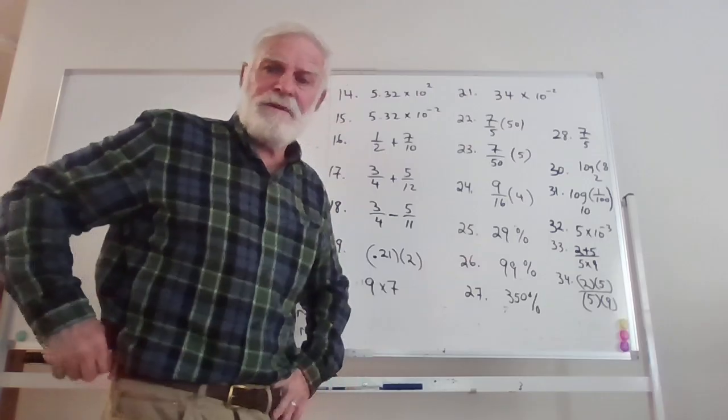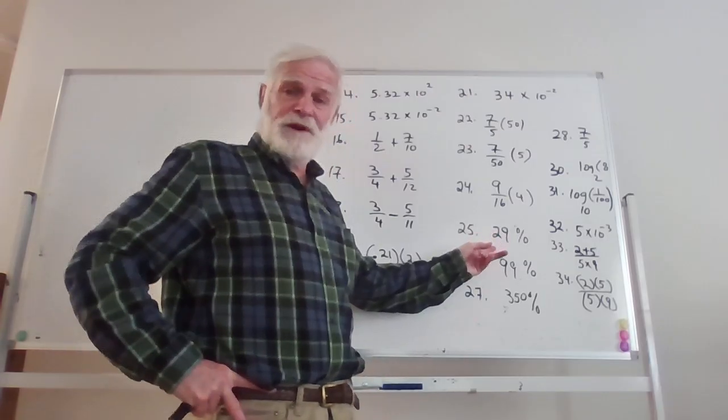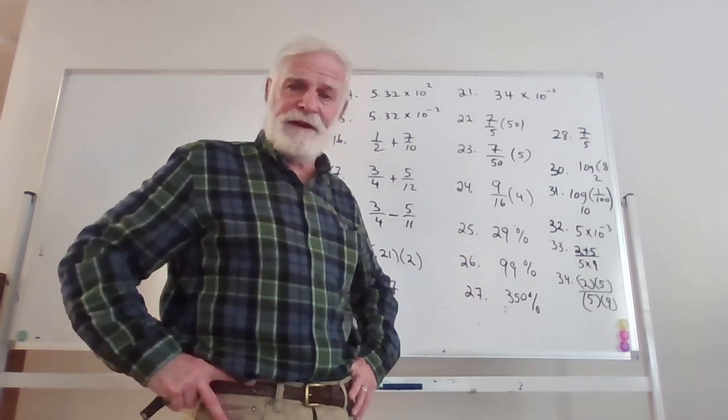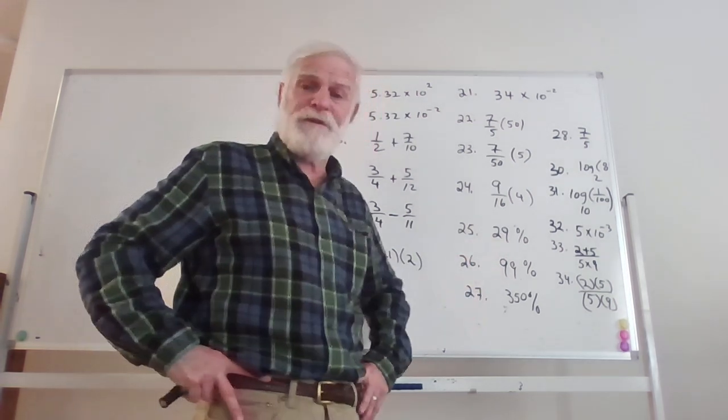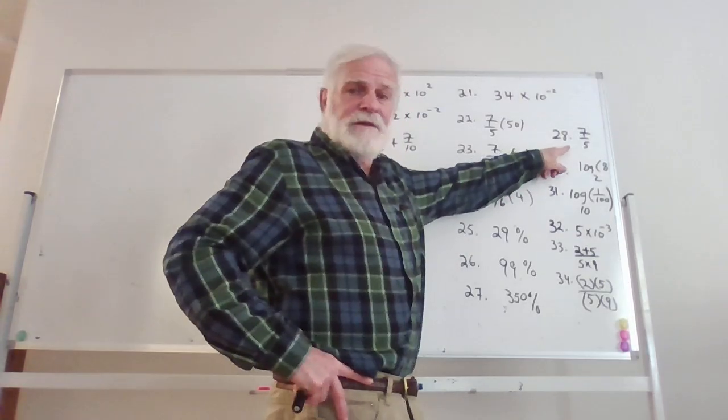29%, I'll ask him to write it as a decimal. I hope he sees 29 over 100, then moves the decimal 2 places. Going to do the same thing with 99%. Going to do the same thing with 350%. And then we're going to talk again, how do you get the decimal?